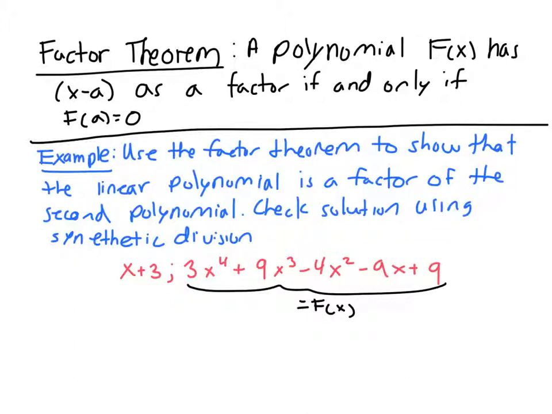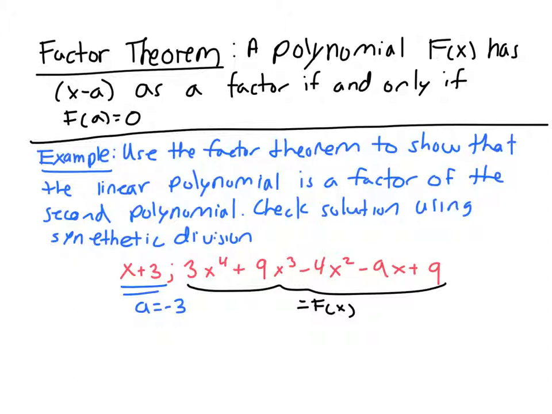Next thing we need to know is what is a, right? Because what we're going to do is plug in a for x in f of x and check to see if it's 0. If it is, then we know that x plus 3 is a factor. So what is a? A is the opposite sign of the number in this expression. So it'll be the opposite sign of 3, negative 3. So a equals negative 3. If you had x minus 3, then a would be positive 3. So it's the opposite sign, that's what I mean.